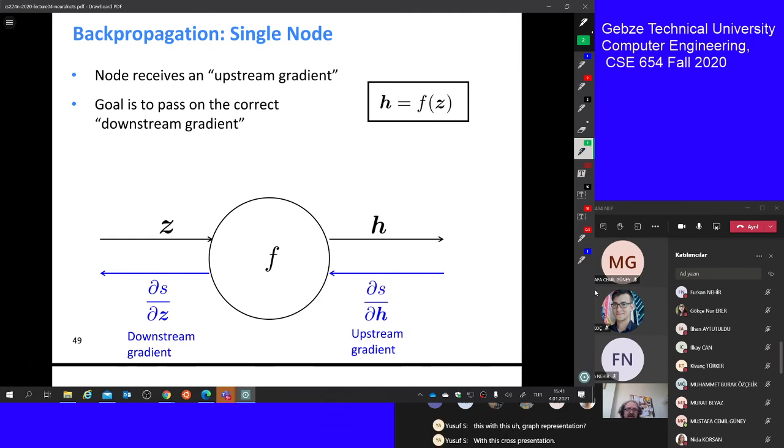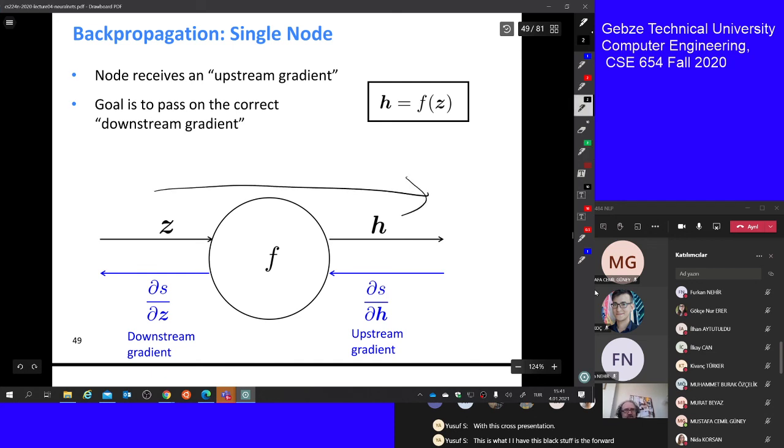With this graph representation, this is what I have. This black stuff is the forward propagation, forward iteration. Z comes in, I feed that Z into the function F, and I get H.